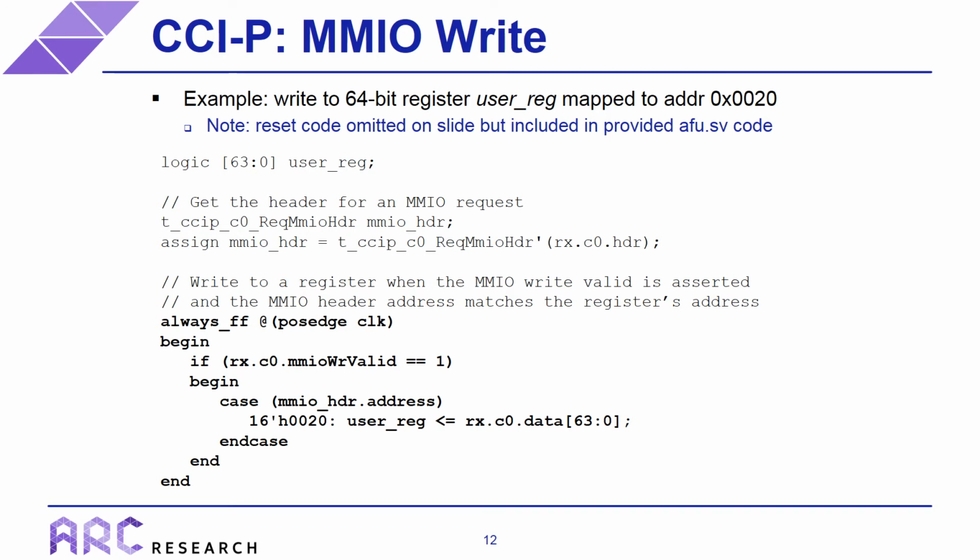And in this simple example, we only have one memory mapped register, so there's only one possibility. So if that address is 0020, then we know the processor is trying to write to our custom register here. And so we just take the data that is on channel C0 of the receive port, store it into our user register, and we have successfully implemented a memory mapped write.